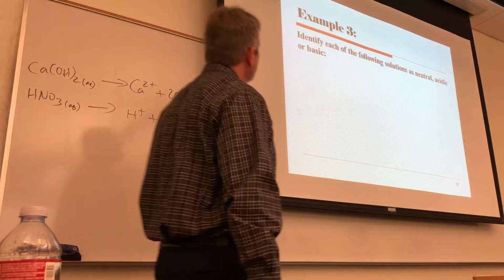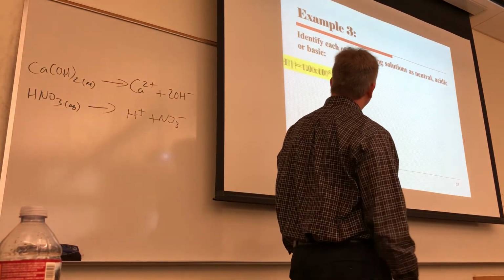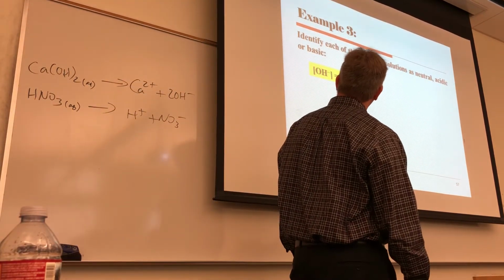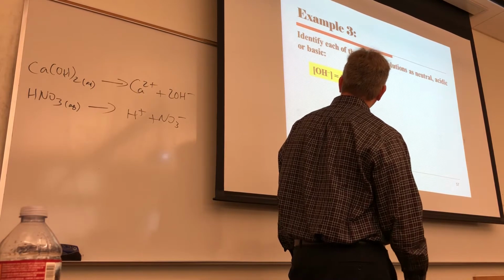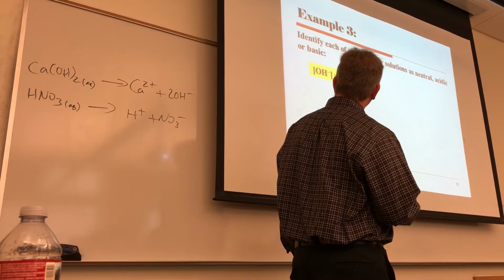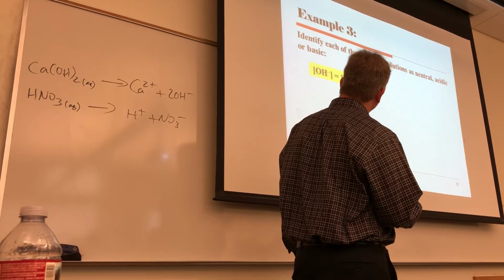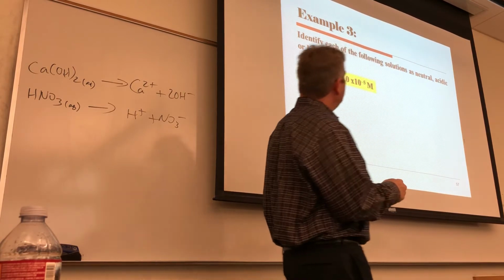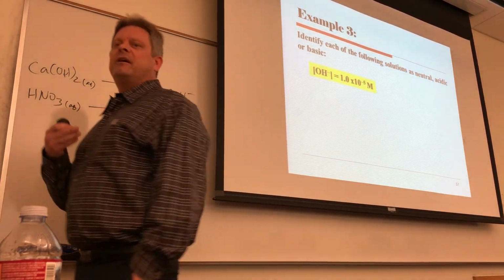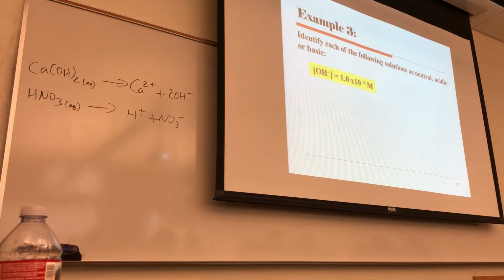Oh, we got another one. So here we're just going to identify whether these are acidic, neutral, or basic solutions. I guess it's saying I have a hydroxide concentration of 1 times 10 to the minus 5 molar. Would that be a solution that is neutral, acidic, or basic? Basic, because this is greater than 1.0 times 10 to the minus 7. Since that's greater, this must be a basic solution.